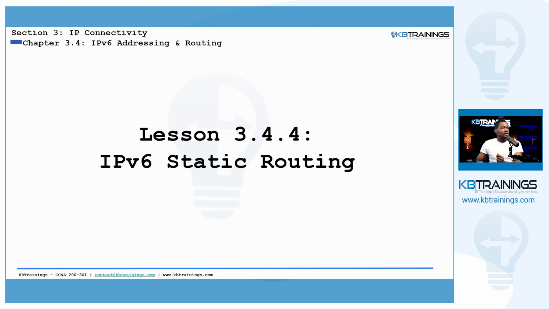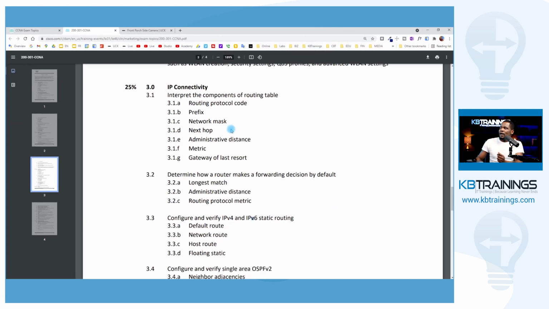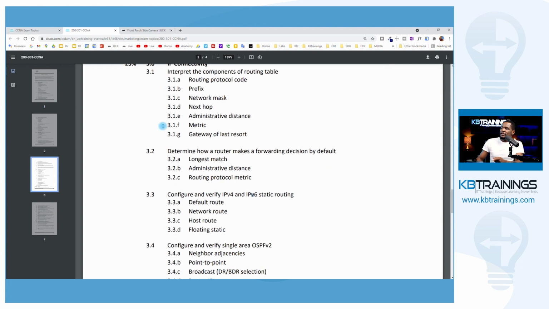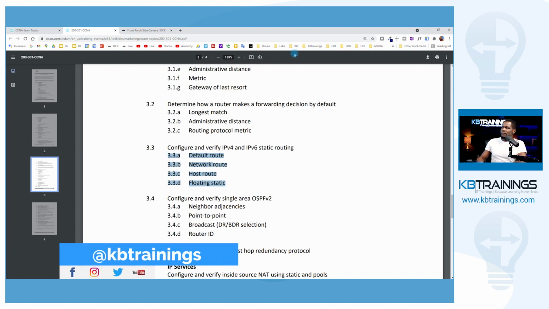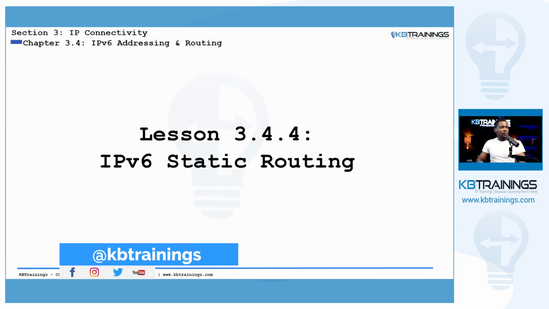As we can see in the exam blueprint here, under IP connectivity, Cisco is asking us to know how to configure and verify IPv6 and IPv4 static routing. So we're going to cover all these different points here. By the end of this lesson, you will be good with this.